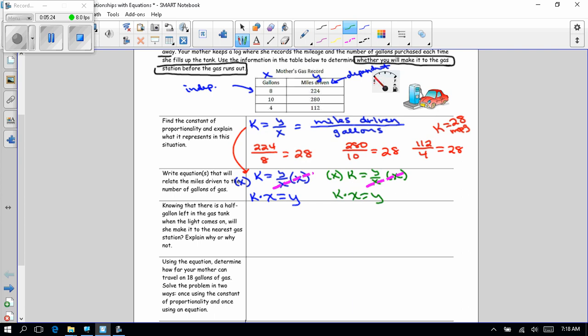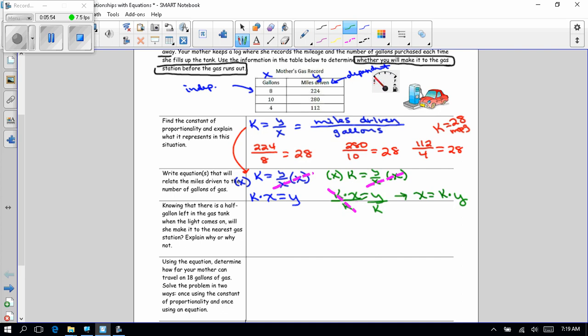And you're like, Mrs. Hoekstra, we just solved that. You said you wanted x by itself. You're right, I do want x by itself. So what I'll do is now I'm going to divide this side by k. So when I do that, these two k's on the left-hand side cancel out because k divided by k is just 1, and I'm left with x. And so I have x is equal to k times y.